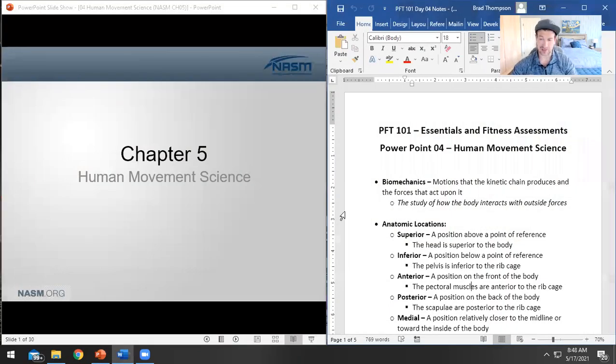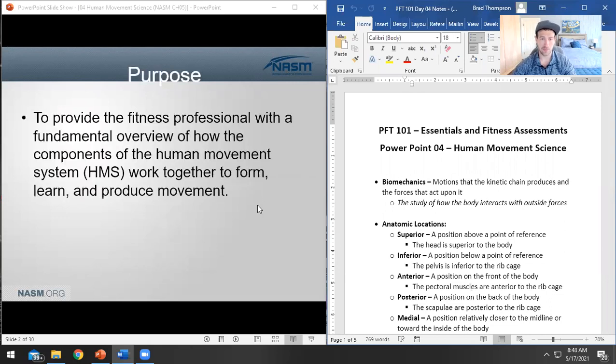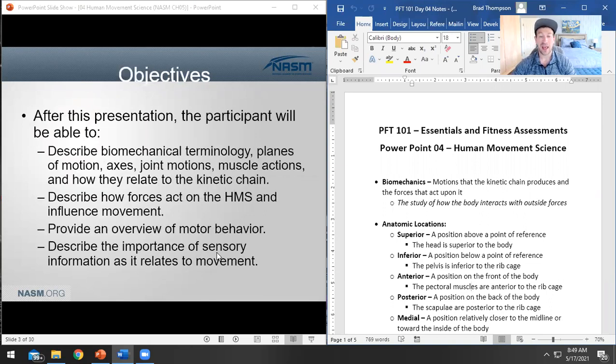We're going to be looking a lot at these biomechanical terms. Our purpose today is to get a fundamental overview of how the entire human movement system works to produce movement, learn movement, and things like that. After we're done today, our objectives are to be able to describe our biomechanic terminology. We want to understand how we are moving through specific planes of motion, different joint actions, and muscle actions, and how all those things relate to this branch of science.